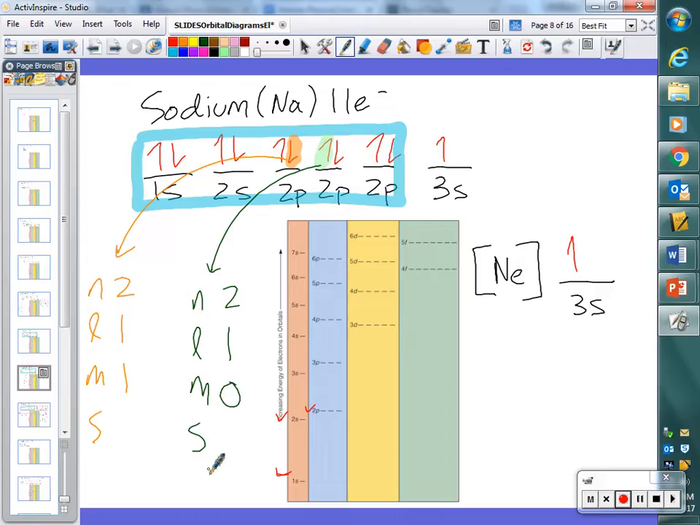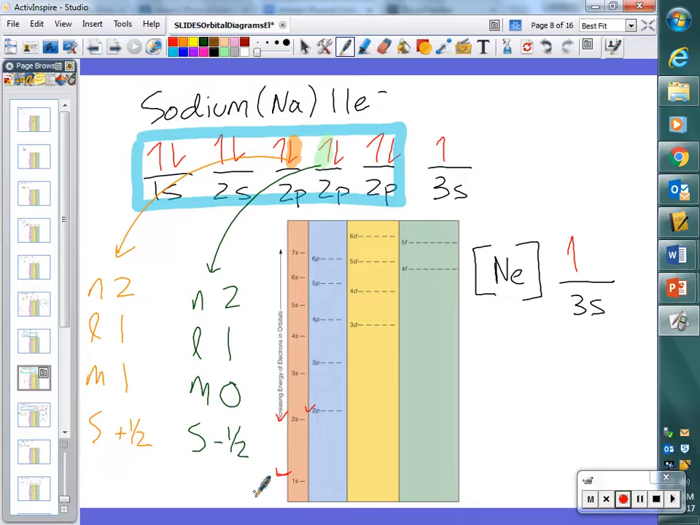Is that the only possible value for that one? No, it could have also been what? Negative 1. It could have been -1 as well. And then for the spin number, I'm going to fill in those two. Are those right? Not necessarily. They could be switched. Could they both be plus 1/2? Yes. Technically, yes.